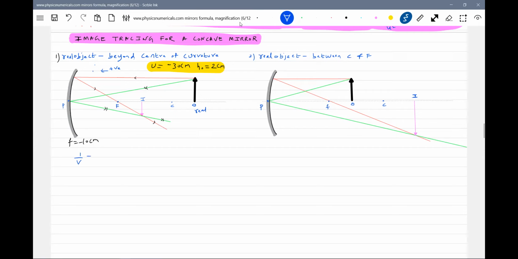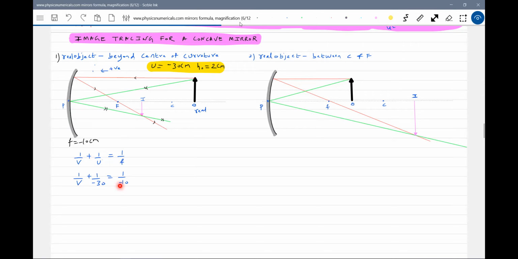So from the mirror formula, what is the object distance? Minus 30. Focal length should be minus 10. Why negative focal length? Because it is measured opposite to the incident ray, because all distances I should measure from the pole. So if I solve it, I'll end up with V equal to minus 15 centimeter.